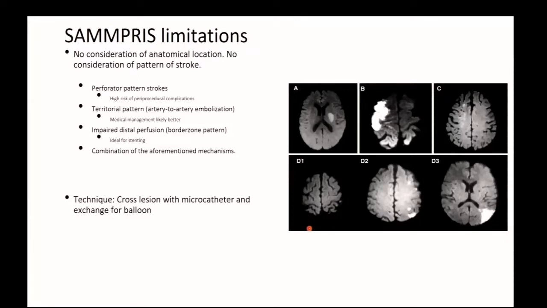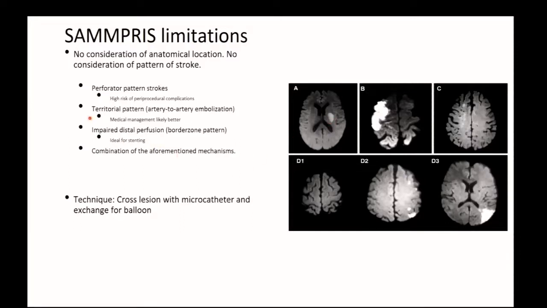These are basically the SAMMPRIS limitations, and this is the figure again here to understand. So reasonably, if you have a perforator pattern stroke, you would try to avoid stenting. This is a high risk for peri-procedural complication. I think the problem with SAMMPRIS in the stent group was not the procedure itself, but the selection of the patients. So if you have a patient like this, with a perforator pattern stroke, it is better to avoid stenting this patient, to avoid the snow plowing effect, like the figure we saw.